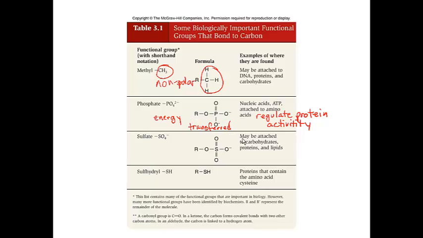Sulfates, we don't see sulfates as often, but we do see them, SO4-. We can attach these to carbs, proteins, and lipids, again, as a way to change the structure or to change the function of those molecules. Last one we're going to see is the sulfhydryl group, a simple SH group. A very specific amino acid called cysteine contains sulfhydryls. We can see these sulfhydryls, adjacent ones, participating in a bond called a disulfide linkage, which is going to be very important in stabilizing protein structure.